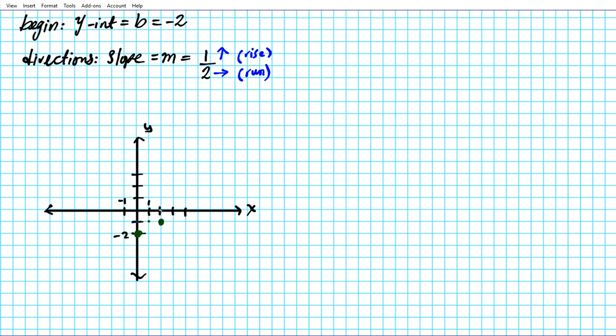We can do it again. Rise 1 and run 2 takes you to the point. Or we can go back 1 and back down, 2, which takes us to another collinear point. All these points are points on the linear function y equals 1/2 x minus 2.